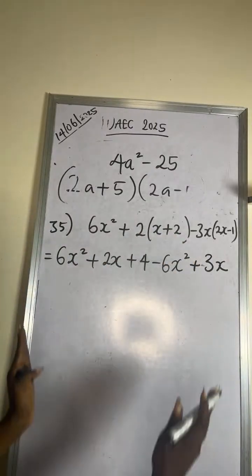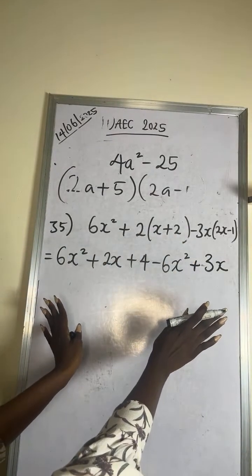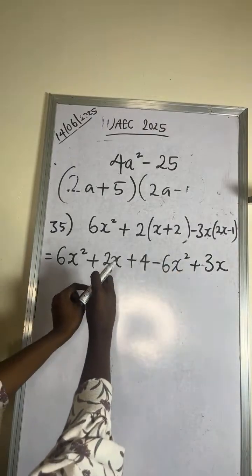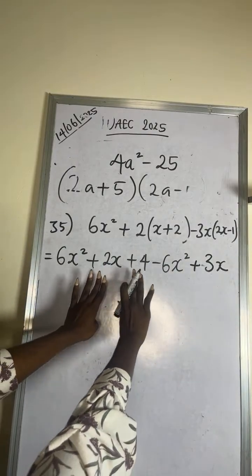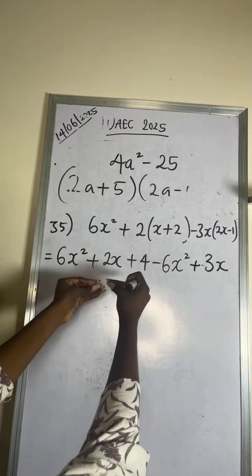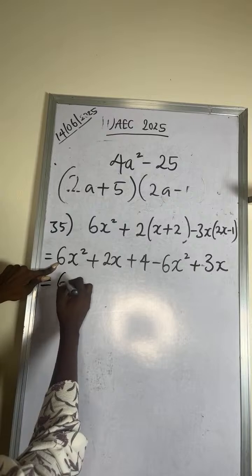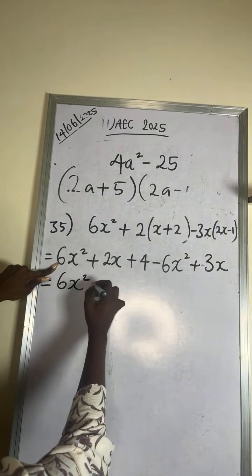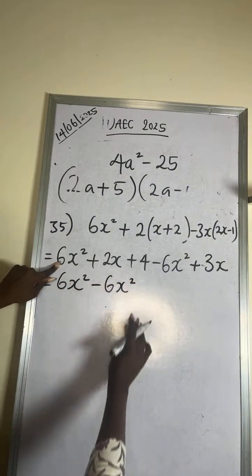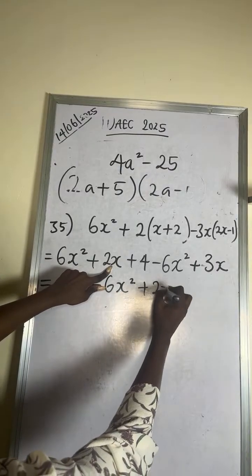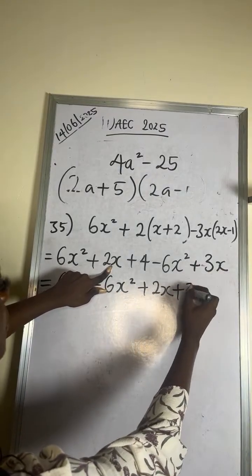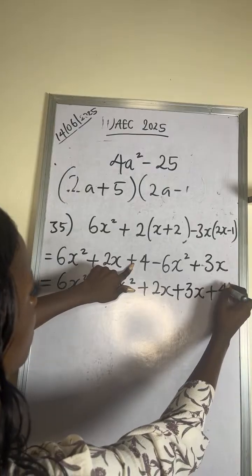Good. Now, if you look at this very well, like we always say, things that look alike, well, we have just x. So the powers, the ones with the same powers, bring them together. So you have 6x squared, we have minus 6x squared, then you have plus 2x, we have plus 3x, and then we have 4.